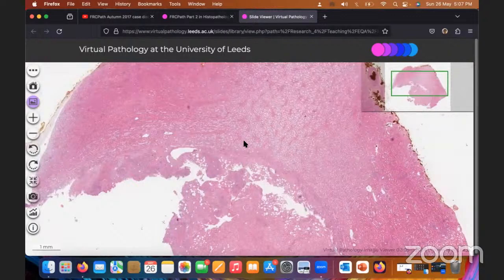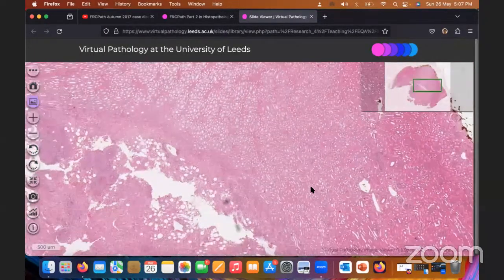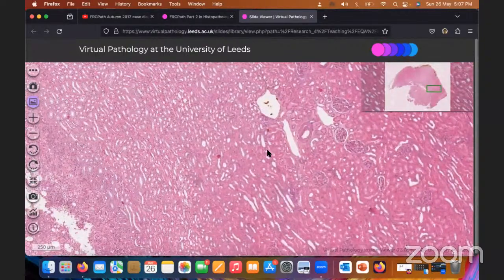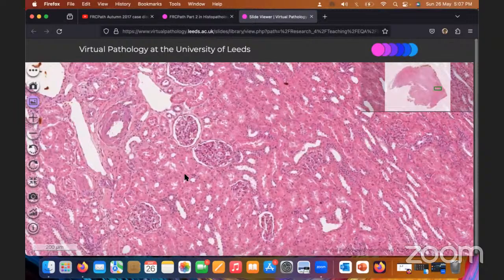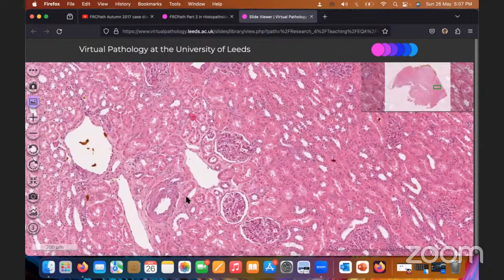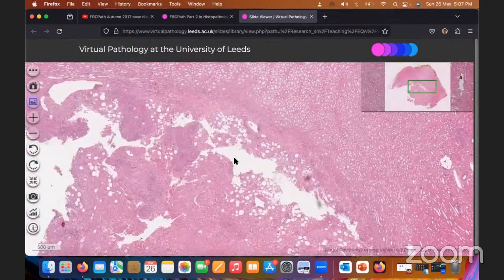And obviously, you should examine the adjacent or neighboring kidney. The neighboring kidney is mostly unremarkable. The glomeruli are almost normal. The interstitium and the tubules are also normal. So you go on to the diagnosis that this is renal angiomyolipoma, and this is a usual variant.